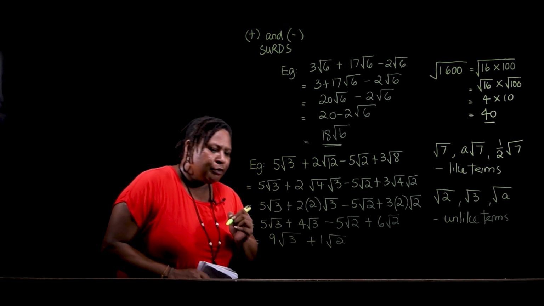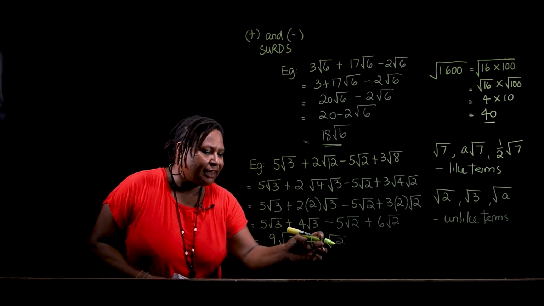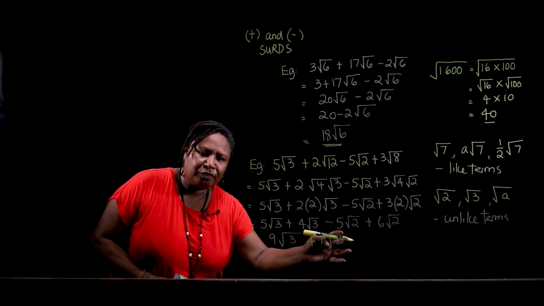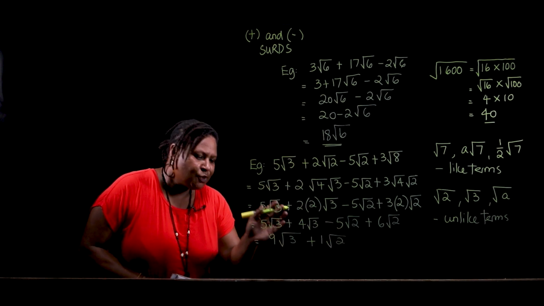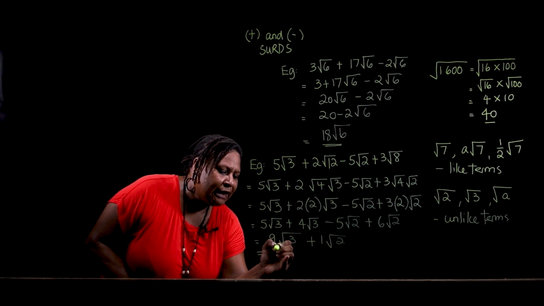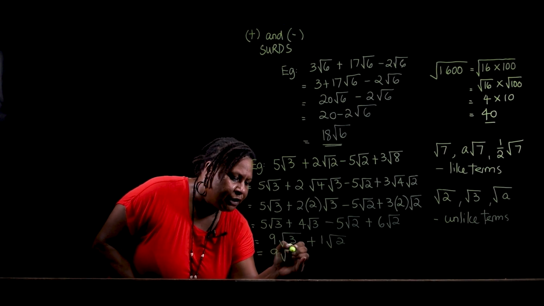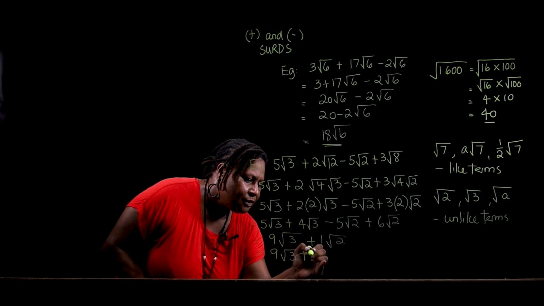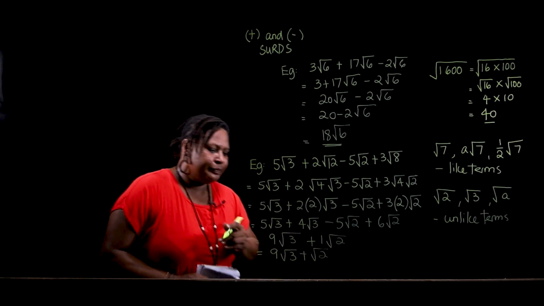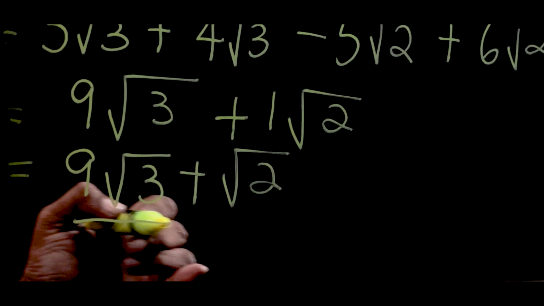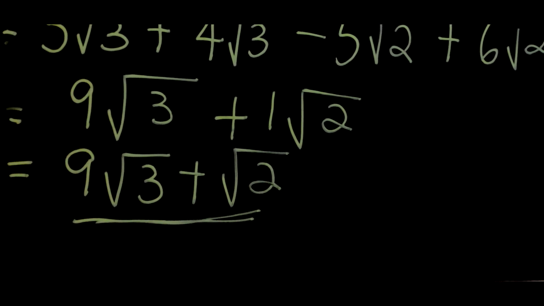Now remember, in math, wherever there is 1 as a coefficient, we don't need to write it. So our final answer here is 9√3 plus √2. Okay? Again, we cannot simplify. So this is our final answer to the addition and subtraction of the radicals here.